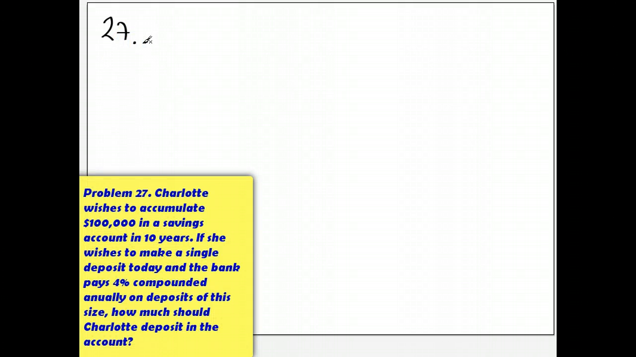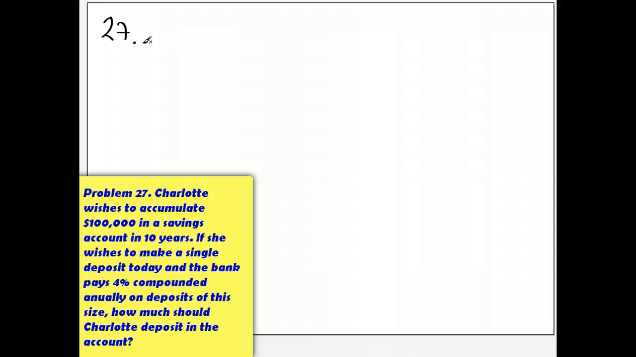Okay, we're going to continue now with problem 27. This is problem 27, and I'm reading problem 27. Charlotte wishes to accumulate $100,000 in a savings account in 10 years. If she wishes to make a single deposit today and the bank pays 4% compounded annually on deposits of this size, how much should Charlotte deposit into the account?